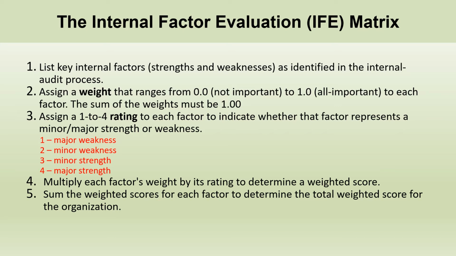Next, assign a 1 to 4 rating to each factor to indicate whether that factor represents a minor or major strength or weakness. So you can see the list here, 1 and 2 refer to the weaknesses. So number 1 is major weakness, 2 is minor weakness, and 3 and 4 refer to the rating for the strength. So 3 is a minor strength and 4 is a major strength.